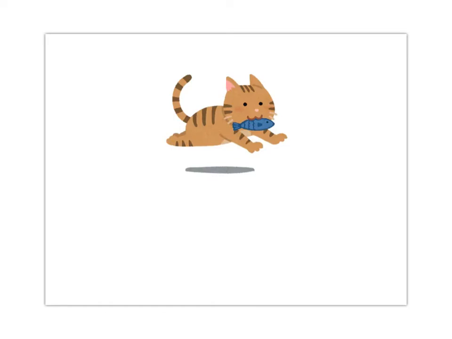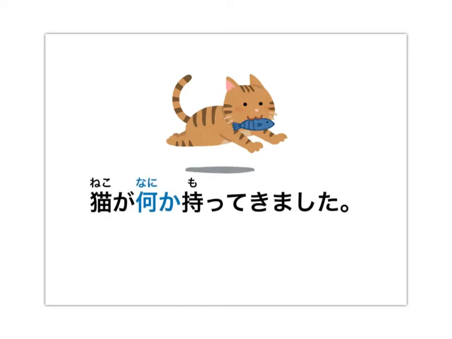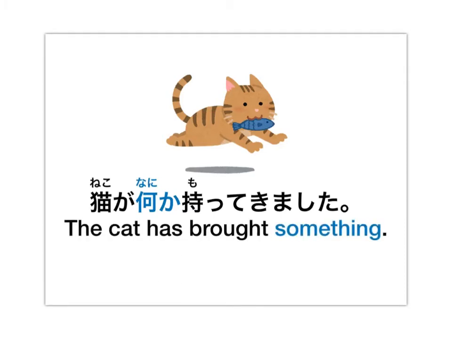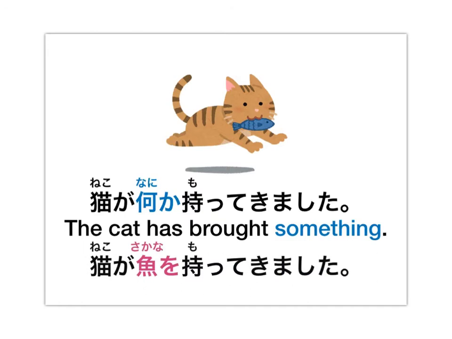Let's take a look at the first sentence here. The sentence, neko ga nanika motte kimashita. In English, we'll translate that as, the cat has brought something. But let's say when the cat came running up, you recognized it was a fish in its mouth. You would instead say, neko ga sakana o motte kimashita. What's key here again is these two sentences are identical except for the words that are highlighted with the different colors. Nanika, something in Japanese, and sakana o.